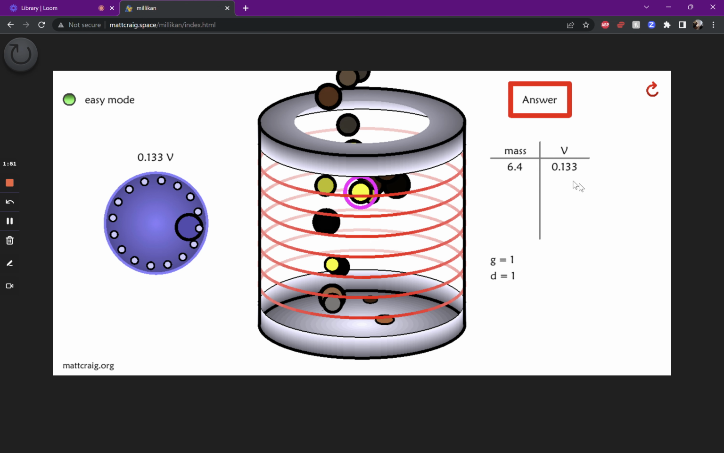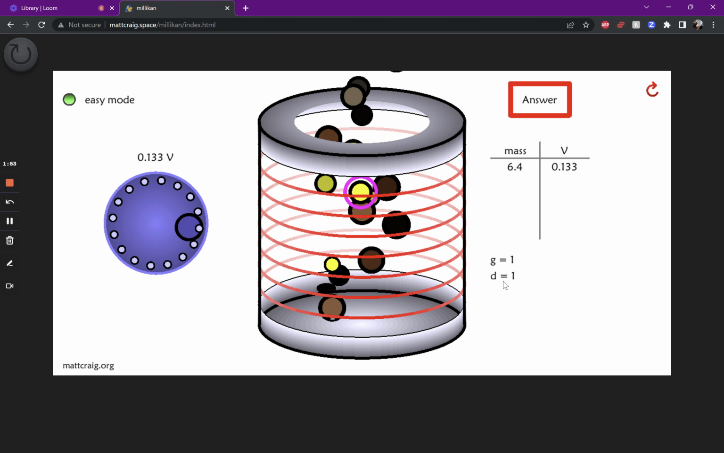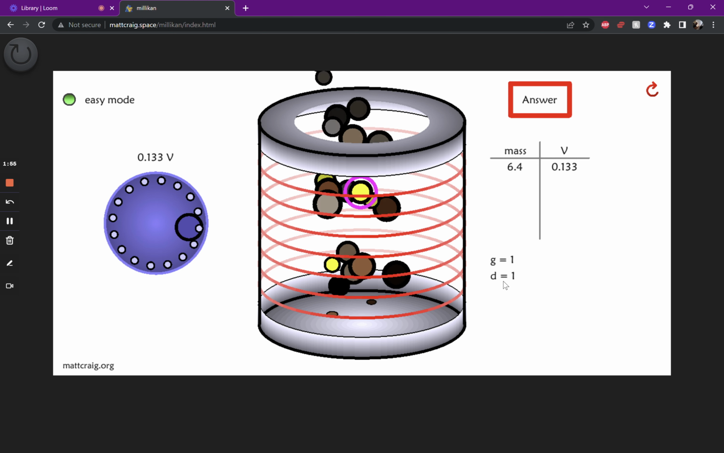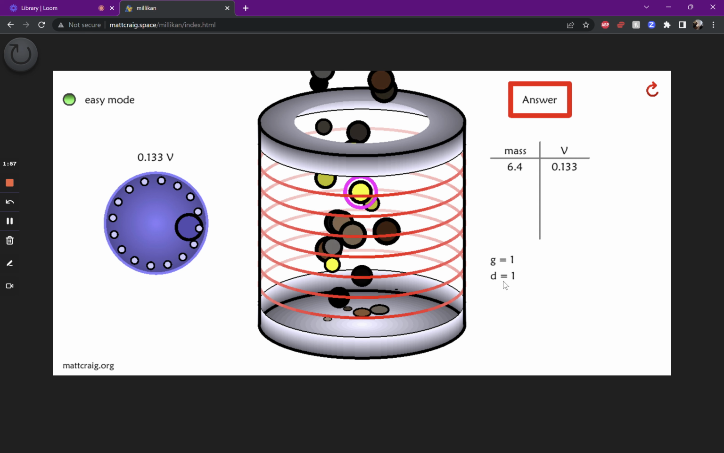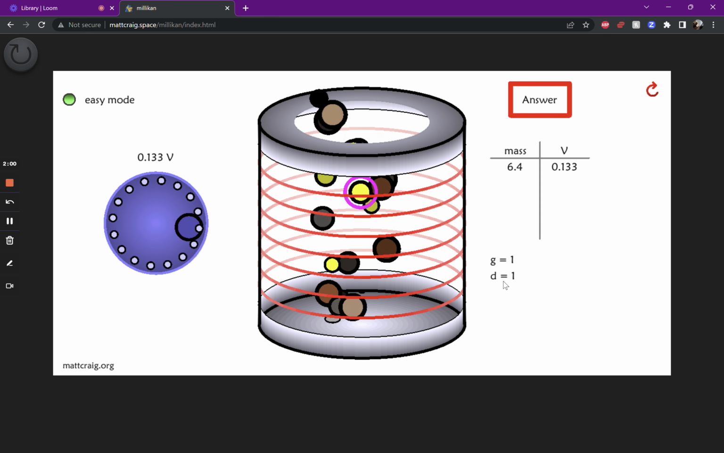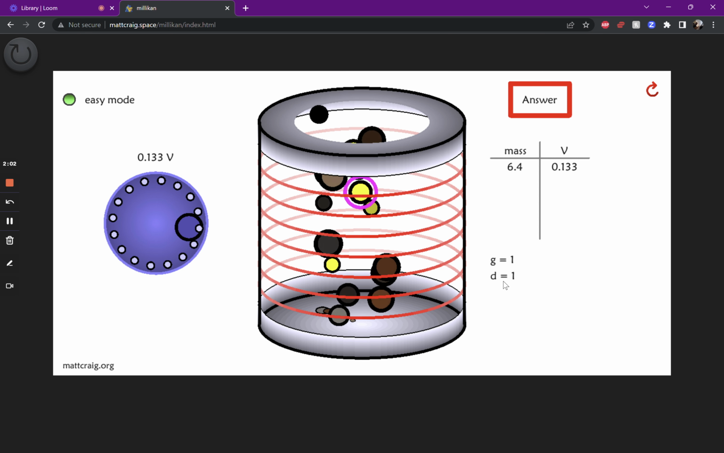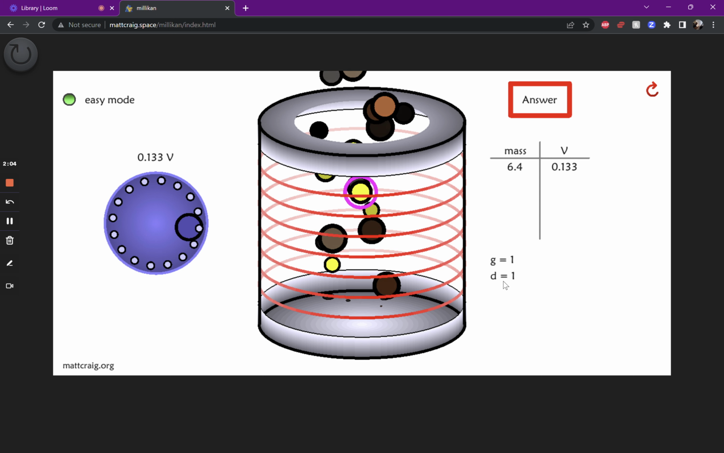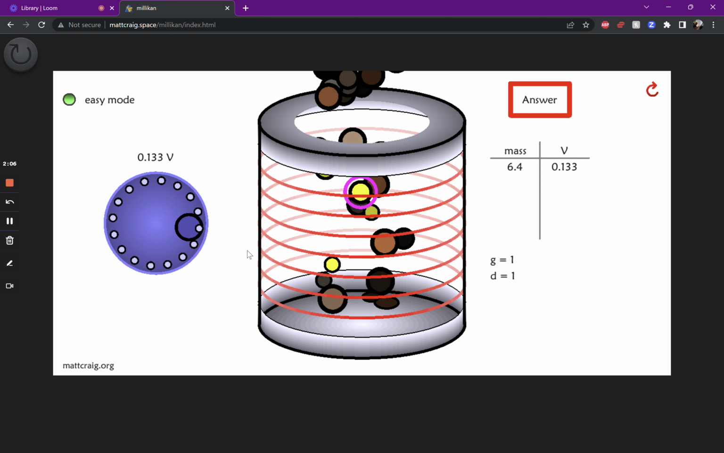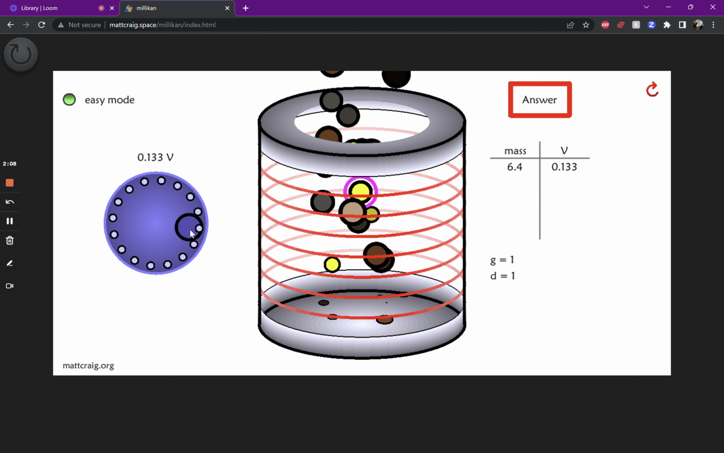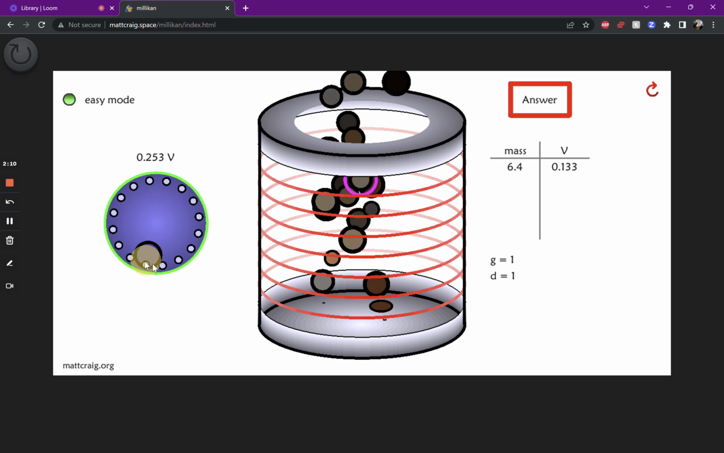And you can use the mass, the voltage, the G being 1 and the D being 1 to get the charge on that oil droplet. Of course, we don't know if that's the result of 1 electron or 2 or 3 or 4 or 5, but you will get a charge. And then you can adjust the voltage again to try and get a different one to float.